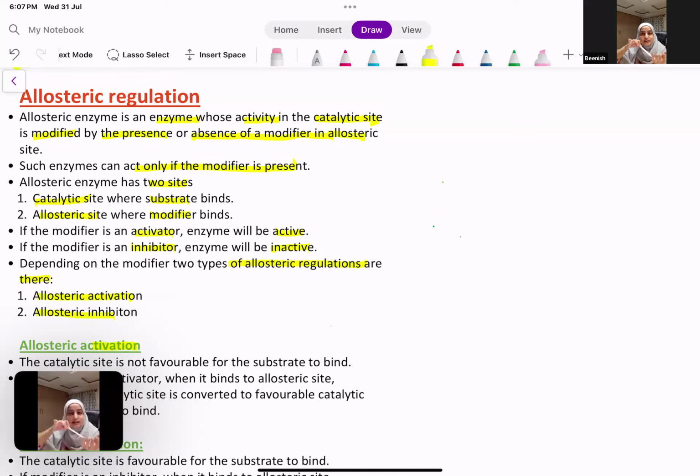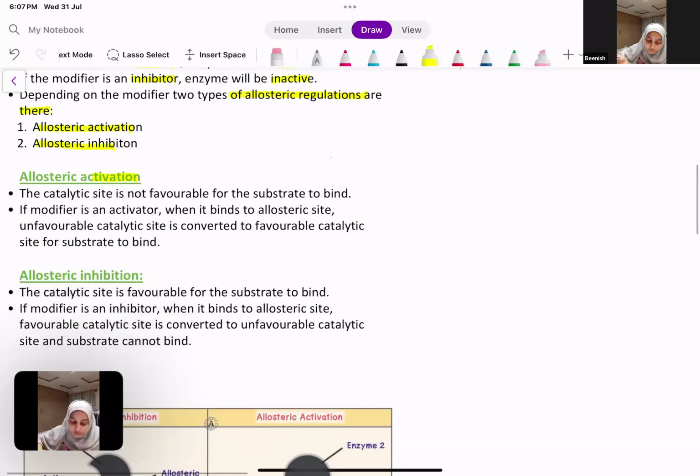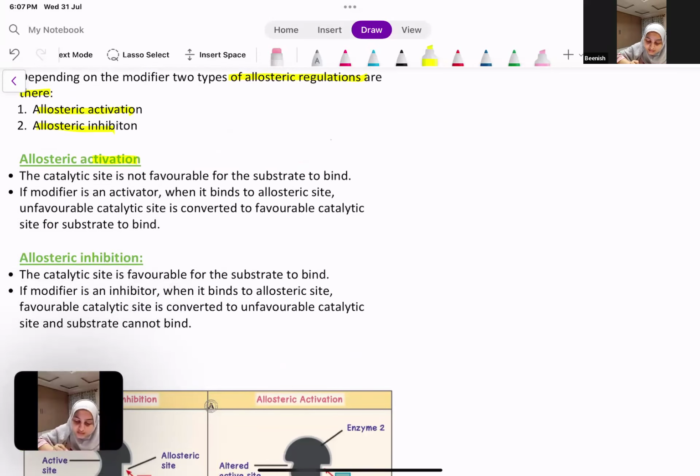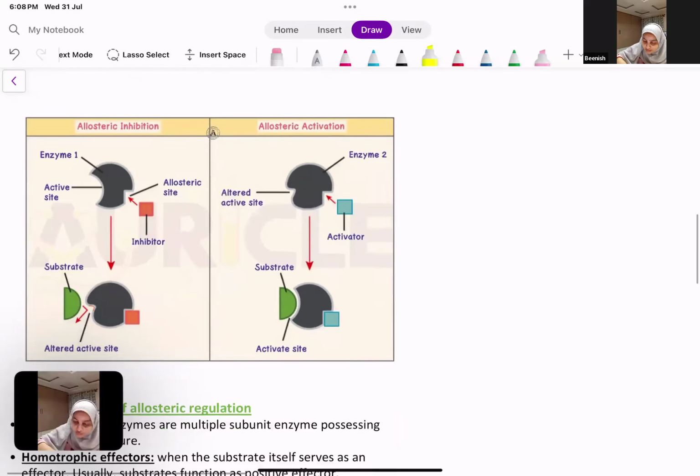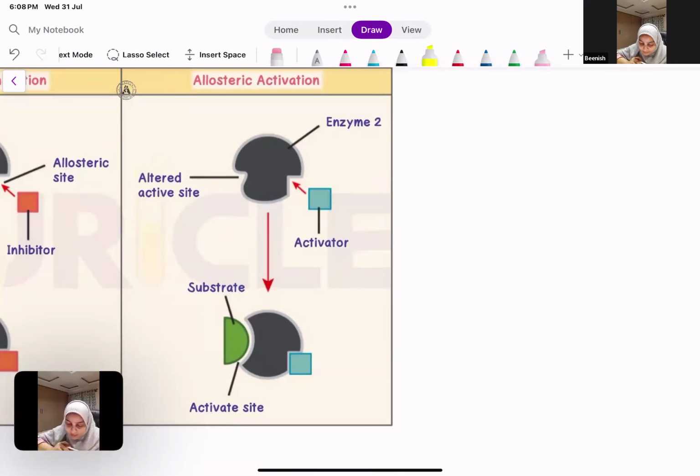Okay. And there's another catalytic site where the substrate is going to bind. And for this allosteric enzyme to function, the modifier has to be there. Now talking about allosteric activation, the catalytic site is not favorable for the substrate to bind. But because of the modifier, if it is an activator, what is going to happen? When it binds to the allosteric site, the unfavorable catalytic site is converted into a favorable catalytic site for substrate binding. So you can have a look at this diagram here.